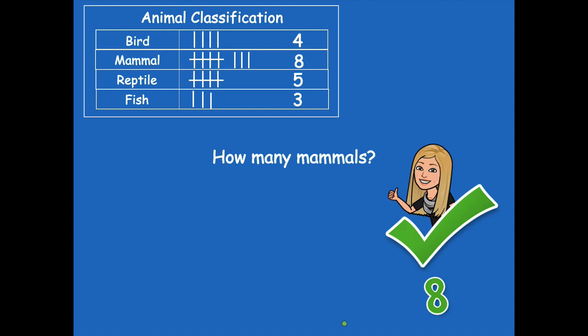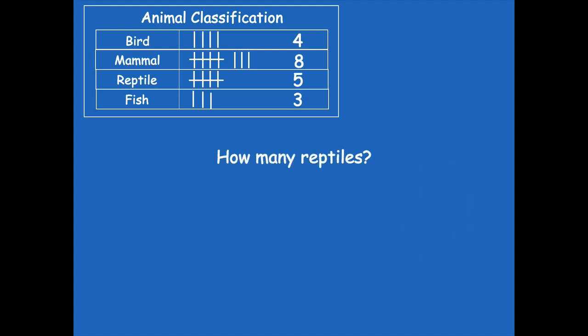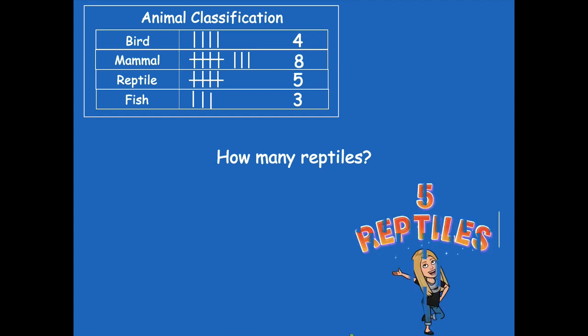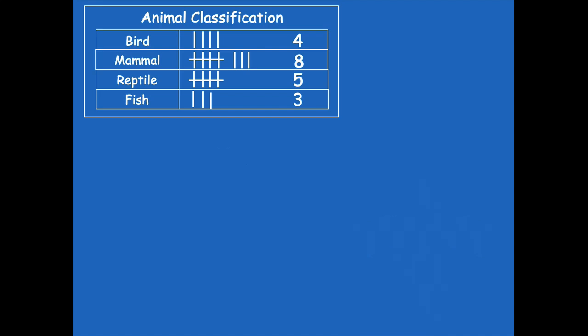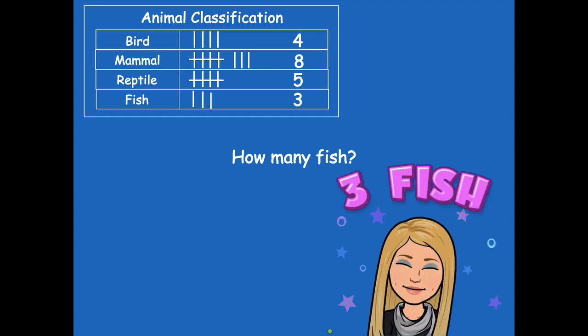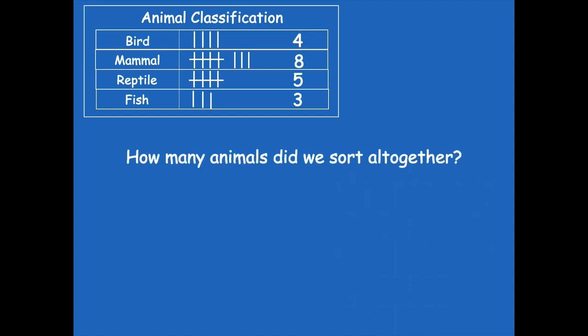8 mammals. So notice, friends, how it was nice that I already went in and counted each one of these and wrote that number, because now I don't have to count them again, so I can answer these questions much quicker. How many reptiles? 5 reptiles. You got it. How many fish? 3 fish. Good job. So how many animals did we sort all together?